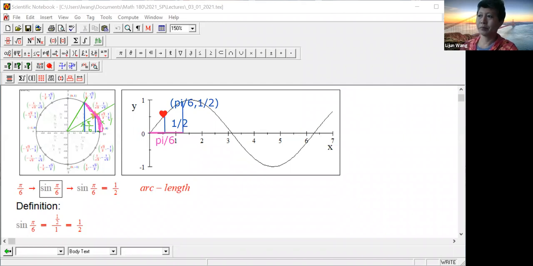So now I'm going to clean up all of these and draw another picture. We understand the arc length is straightened out and so on. Let's look at the blue number. At zero, the blue is just a dot, it's zero. At pi over six, it's half.